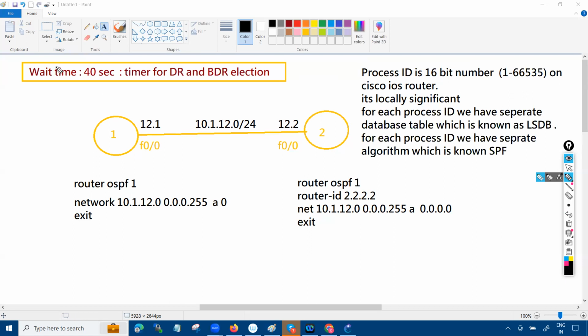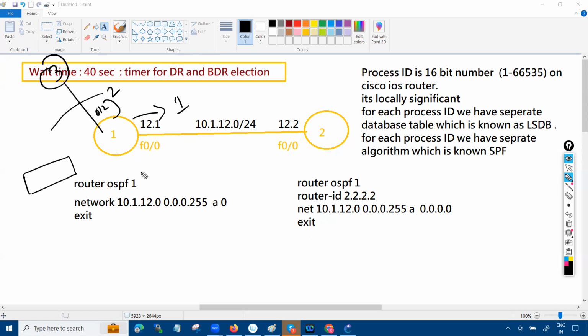Take for example, this is router 3 we have. This is the link between router 1 and router 3. For this particular link, I have configured process ID 1. For this particular link, I have configured process ID 2. What happens in that case? On router number 1, you will have two database tables, one LSDB table for process ID 2 and another for process ID 1. And for each database table, you have a separate SPF algorithm. So CPU comes into the picture, memory comes into the picture, and that will degrade your router performance. So it's very, very important that your process ID should be the same in the entire network.